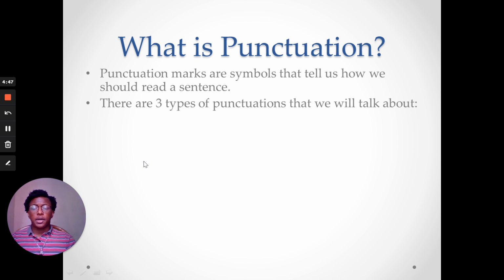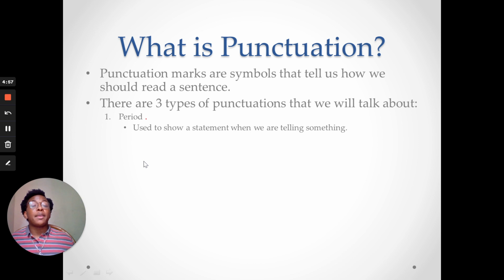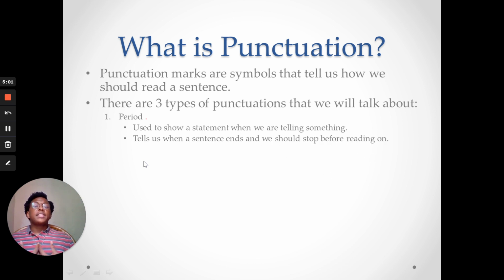The first type of punctuation is the period. Everybody say period. And a period is used to show a statement when we are telling something. This tells us when a sentence ends, and we should just stop before we keep reading on.